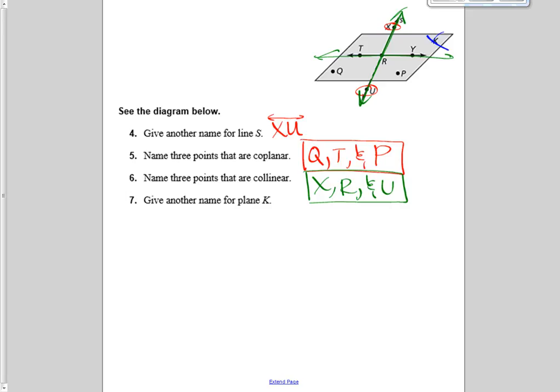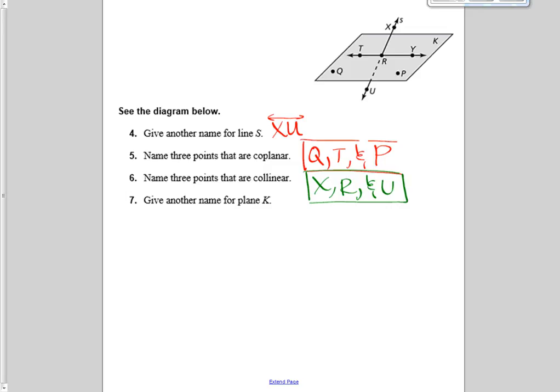And then on this last one, give another name for plane K. It's, again, any of these 5 points, T, R, Y, P, and Q, except that they can't be collinear. So as long as I stick to these 5, the only way I can do it wrong is if I chose T, R, and Y. Because if they're collinear, they don't define a plane. Okay? So I can put this exact same answer if I want: Q, T, and P. But you write it differently.